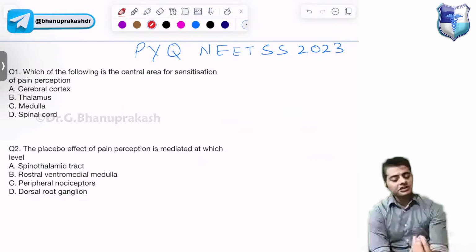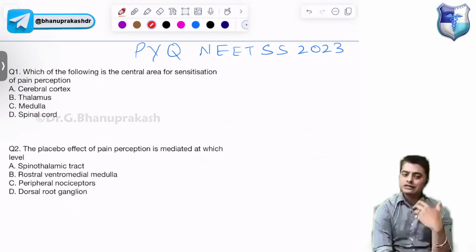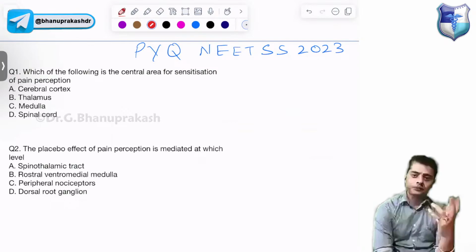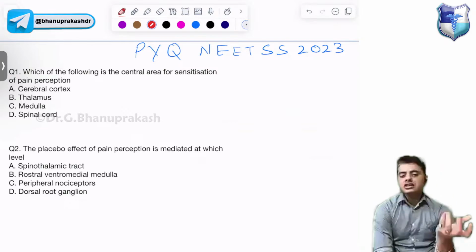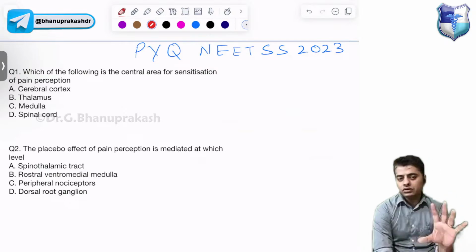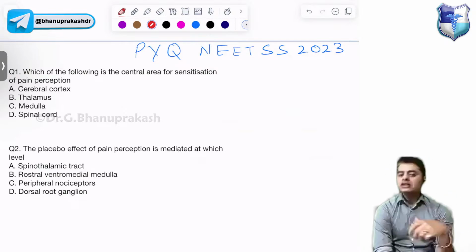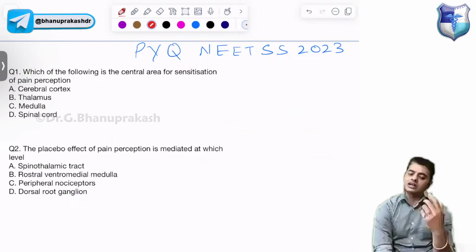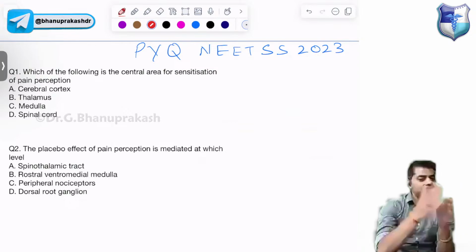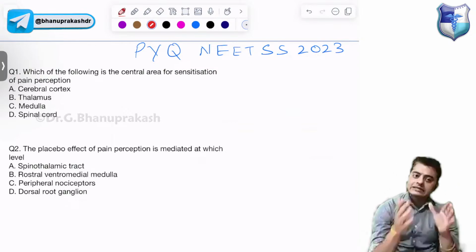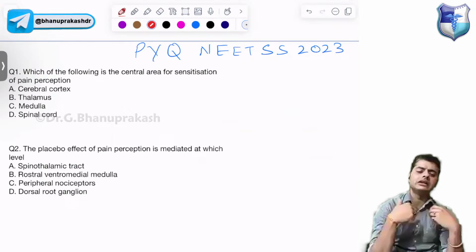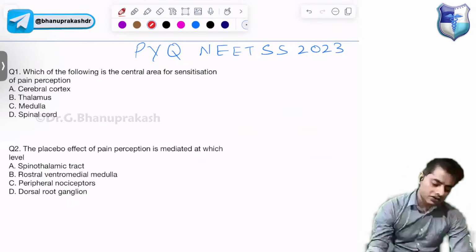In central sensitization, what is happening? There are some neuroplastic changes. So, you are getting pain on touch also. Earlier, touch is a non-noxious stimulus. Generally, you can't receive pain on touch. But now you are receiving pain on touch also. That is allodynia. That is central sensitization. Peripheral sensitization happens at the level of peripheral nerve. Central sensitization happens at the level of the dorsal horn of spinal cord. So answer will be D.